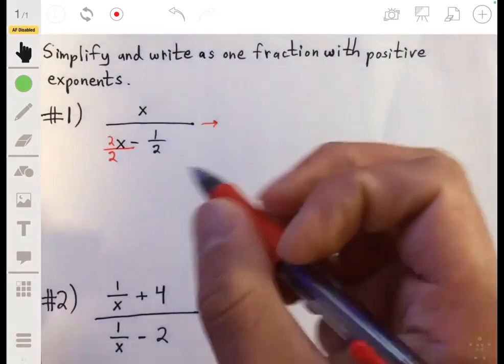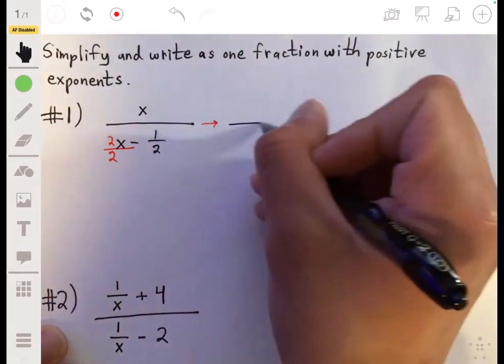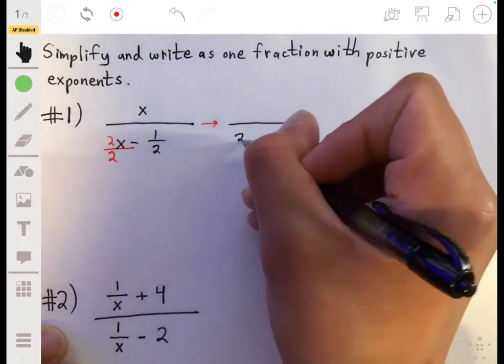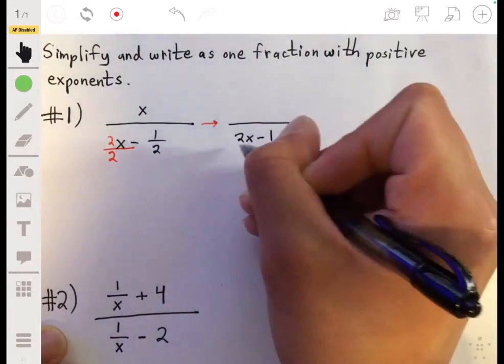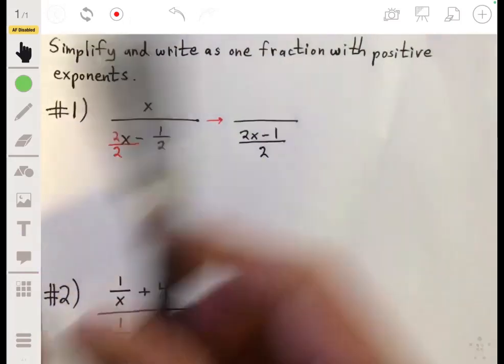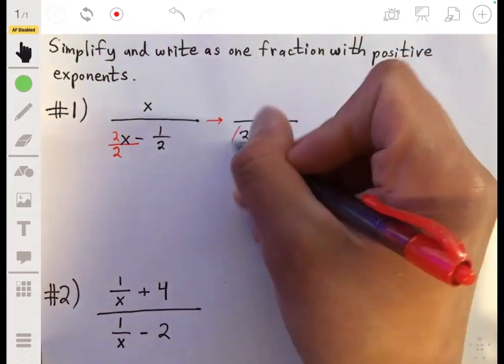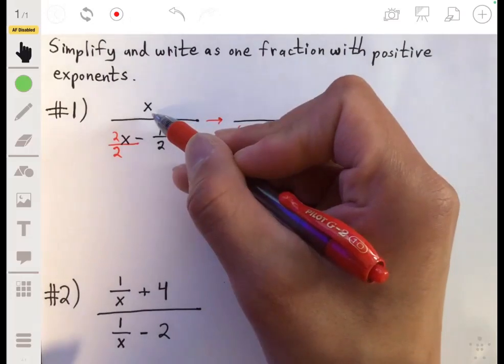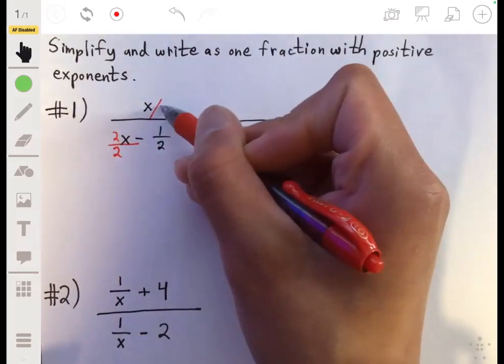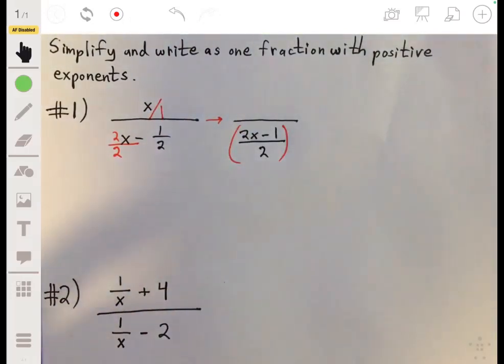Then what that means is that you can combine them. So you just have 2x minus 1 all over 2 in the denominator. So then you have a fraction there. And the numerator, you can just interpret it as a fraction where it's x over 1.